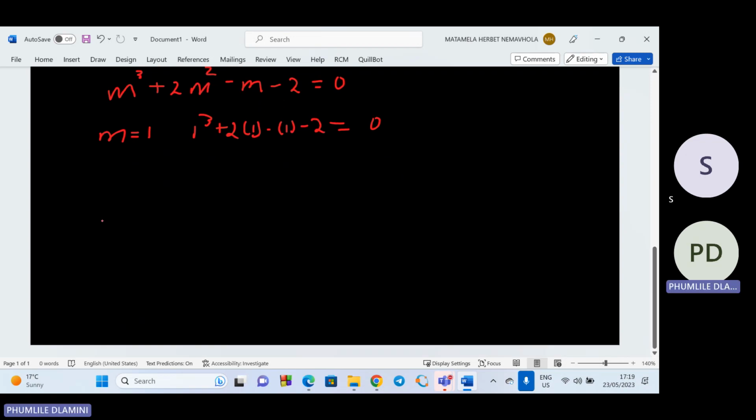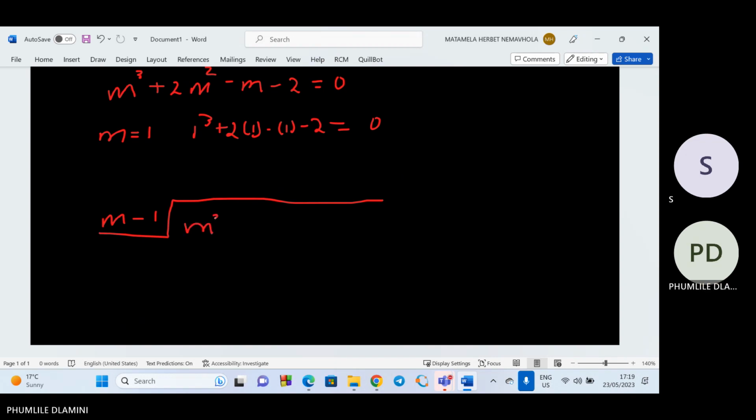M minus 1 is a factor. Then we're going to use long division to get the other remaining values: m cubed plus 2m squared minus m minus 2.